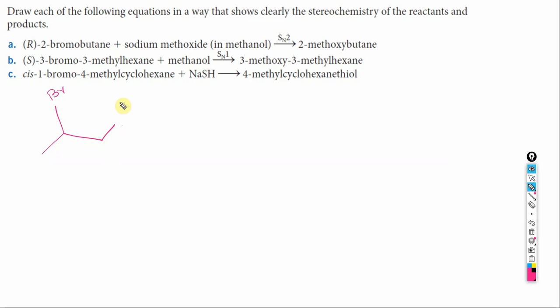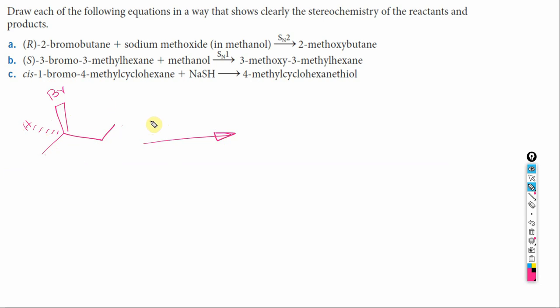So if you want to have an R, it has to be clockwise, and therefore I'm going to have my hydrogen here pointed away from you. So bromine is 1 and ethyl is 2, methyl is 3, and this is clockwise. So R-2-bromobutane reacts with sodium methoxide.